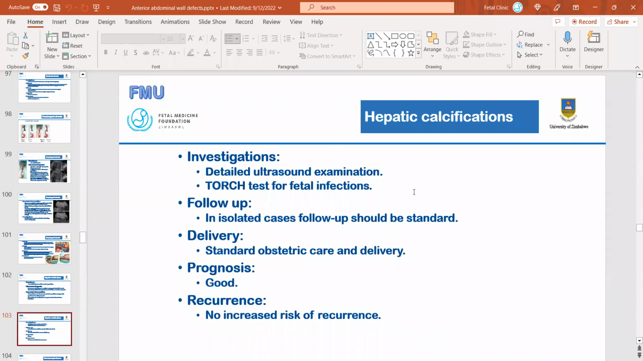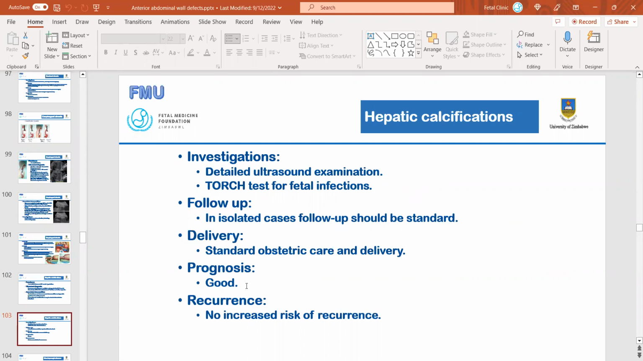We need a detailed ultrasound scan examination, and you need to do a TORCH test for fetal infections. The follow-up in isolated cases should be standard, and standard obstetric care and delivery should be given. The prognosis is good, and there is no increased risk of recurrence.